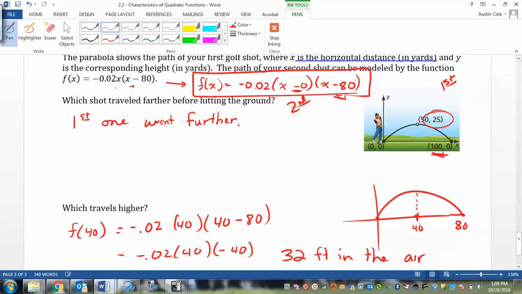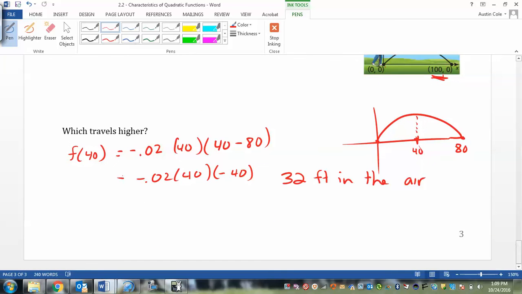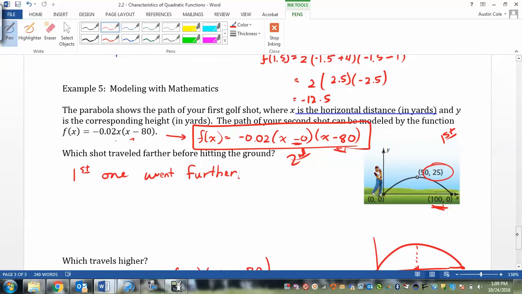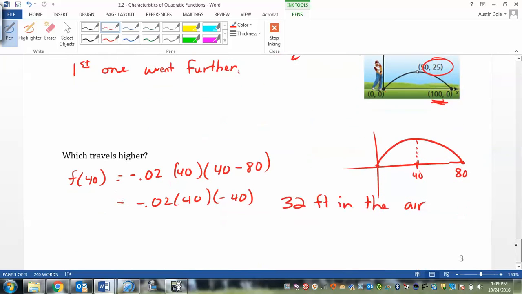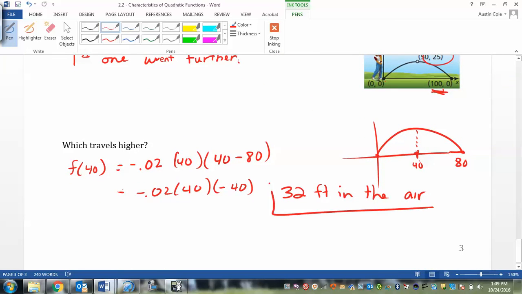Which one traveled further? First one's the picture, second one's the equation. Not further, higher. 32 versus how high did the other one go? 25. This one went 32 feet in the air, that one went only 25.